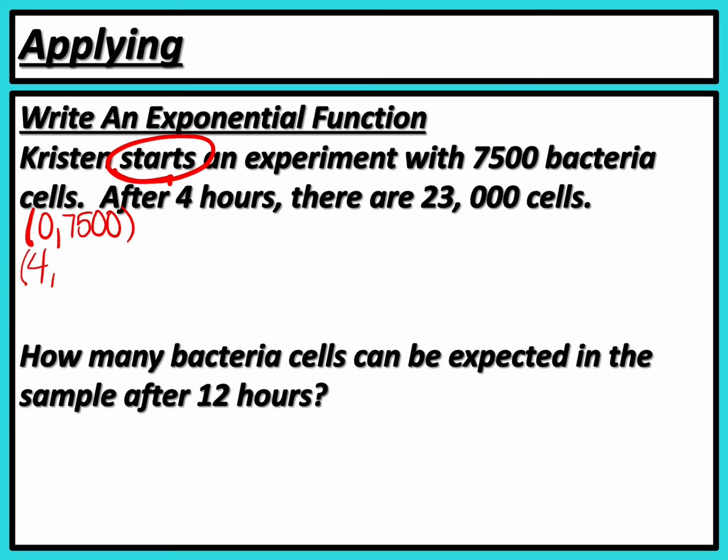And then at hour 4, there's 23,000. So those are my two ordered pairs, and I'm going to plug them in just like the last example. So this ordered pair is going to be x and y, but the ordered pair with 0, that gives me my a value.